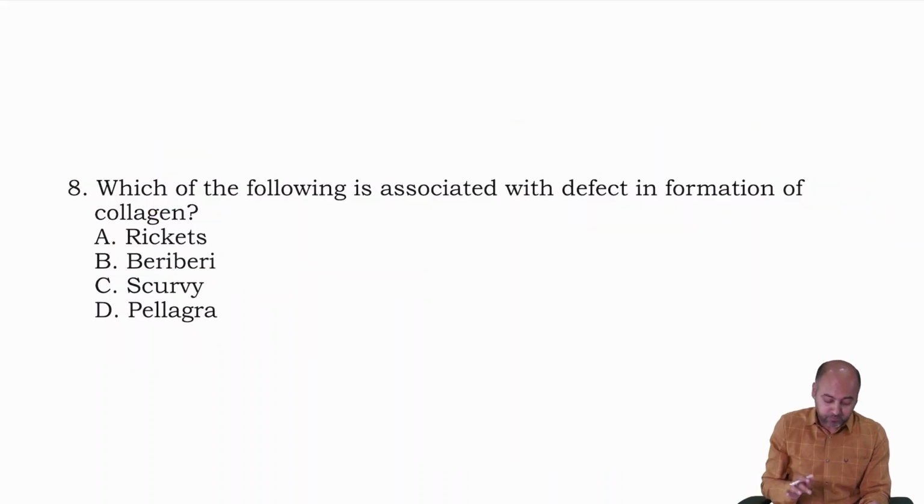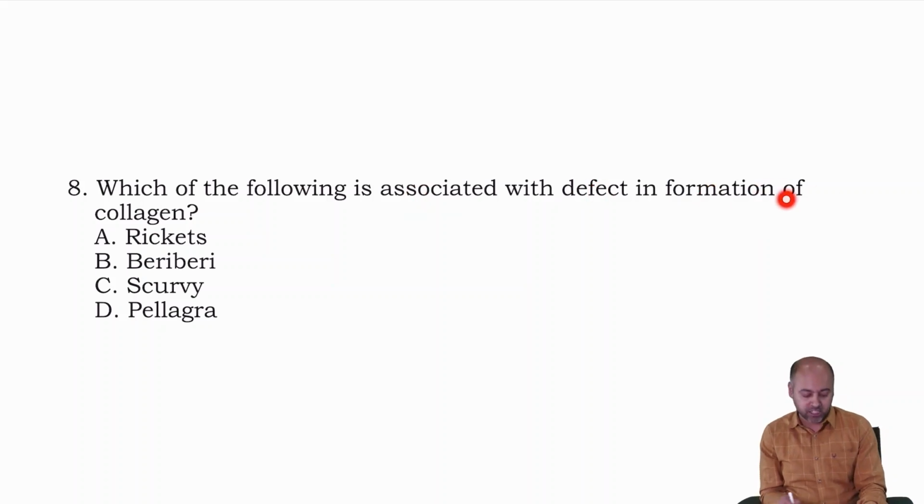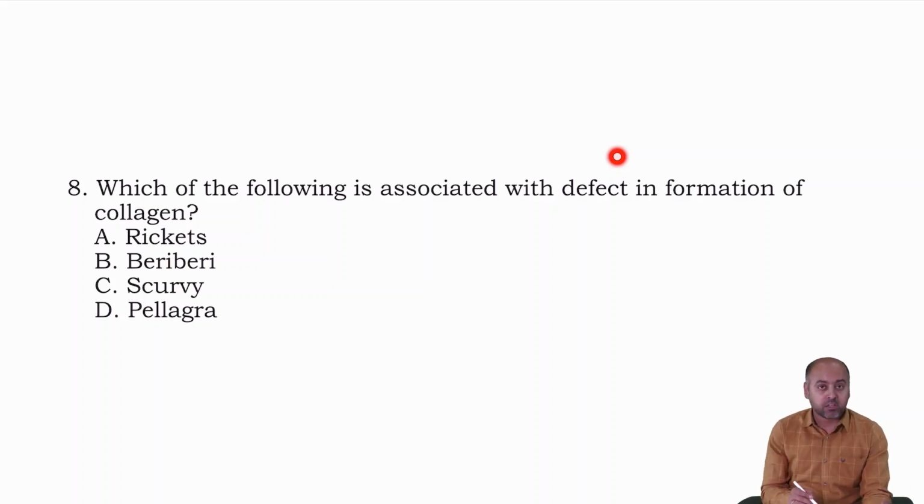Okay. Next question, which of the following is associated with defect in formation of collagen? Now, this is something which you can see in both types of exam, NEET PG and the INICET. INICET generally gives fewer images, NEET PG will give you more images. So recently in the NEET PG exam, we saw that a similar question was there, and the images can be there.